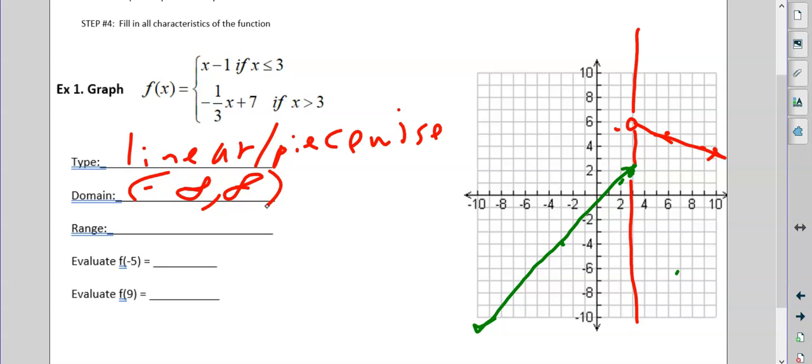Now, how low does it go? Well, it is continuing to go on forever this way. So it's going forever towards negative infinity. But how high does it go? Well, that's where it tops out, because up here it's also going down, starting at 6. And since it's at an open dot, we use parentheses.